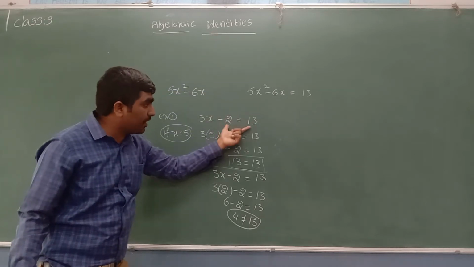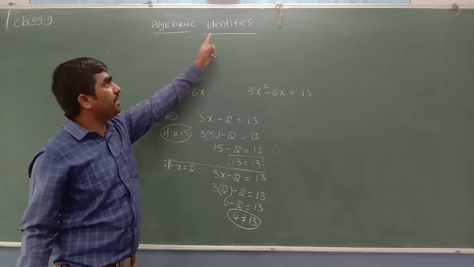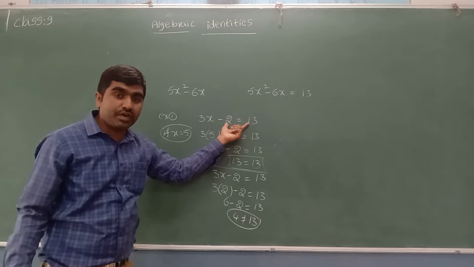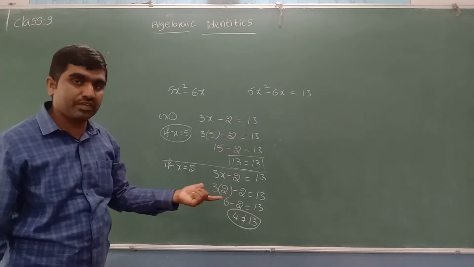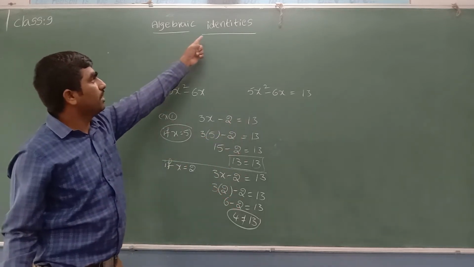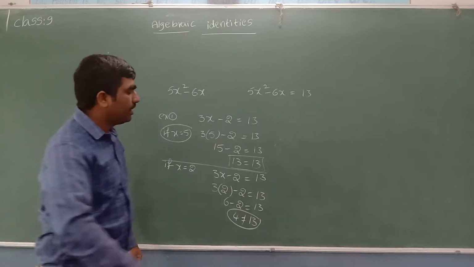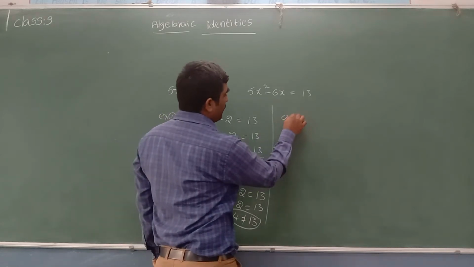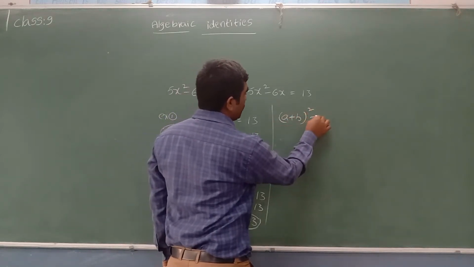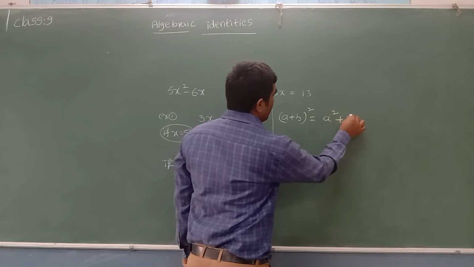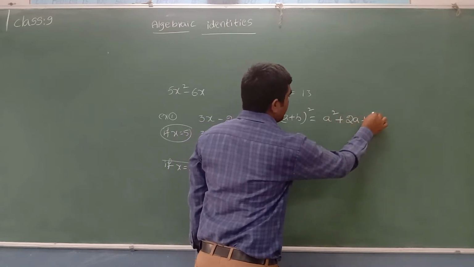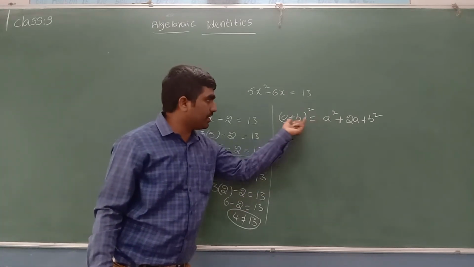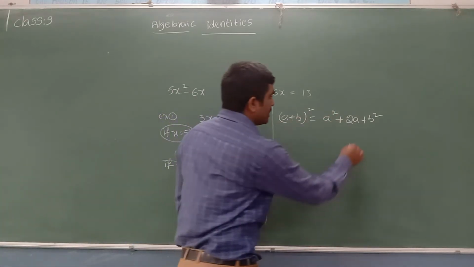So when does an algebraic equation become an identity? When an algebraic equation is true for all the values of the variables, then it is called an algebraic identity. Let me take one algebraic equation: a plus b whole square is equal to a square plus 2ab plus b square. It is one algebraic equation, an equation which contains a collection of terms, constants and variables.